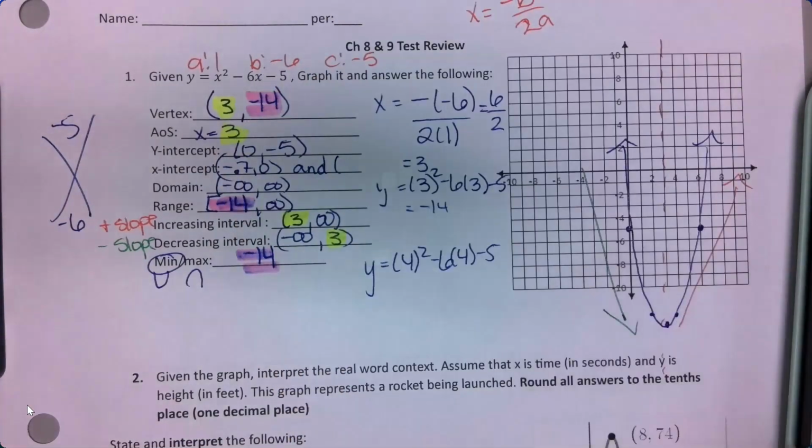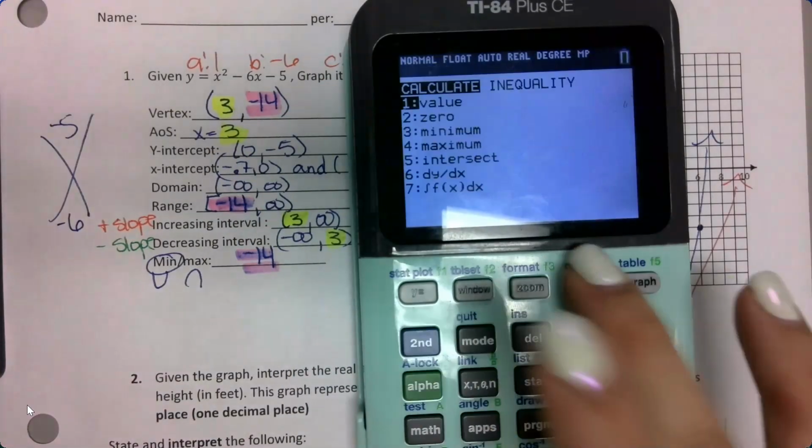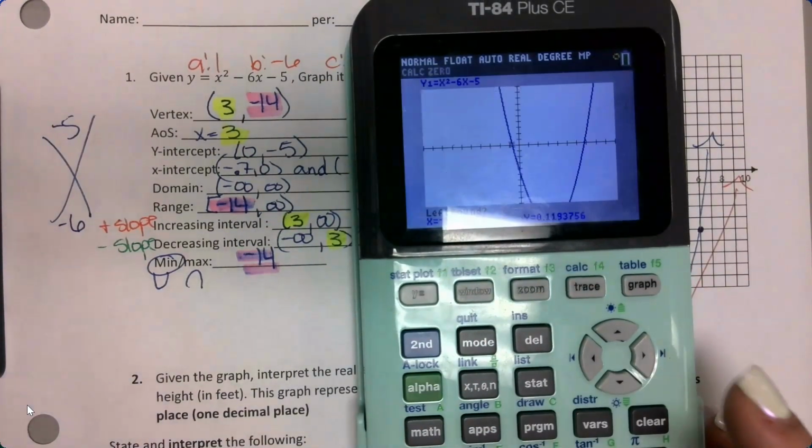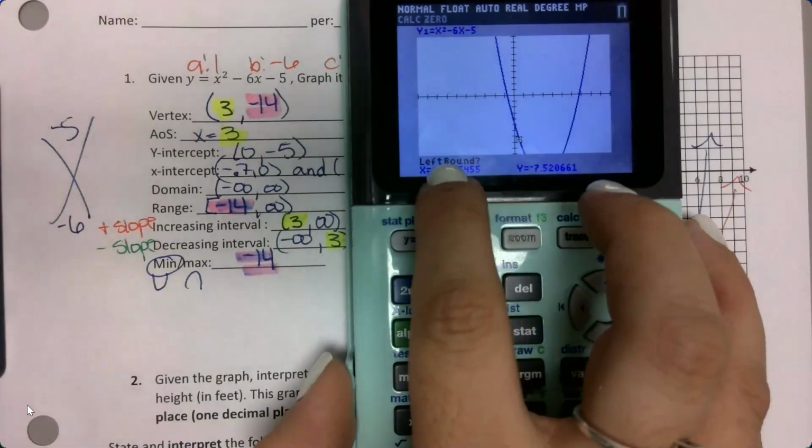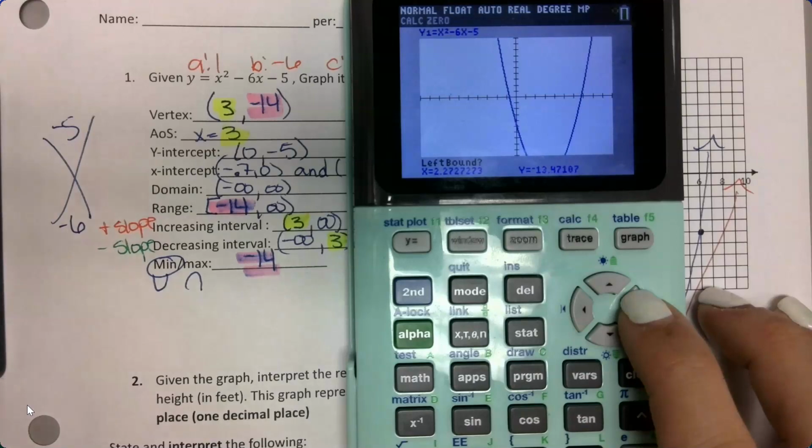And there's a second one on the right side. So I'm going to go second trace again. Choice 2 for 0. Arrow over. It says in the bottom left bound. So that means I want to be on the left side of where it's crossing.